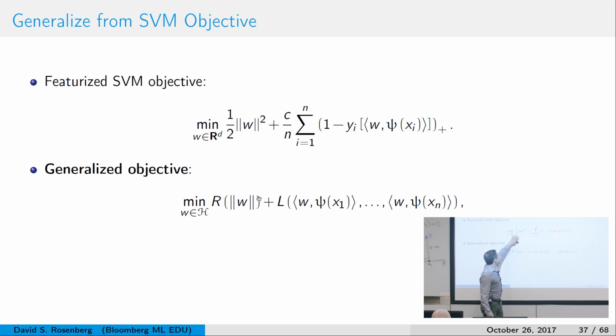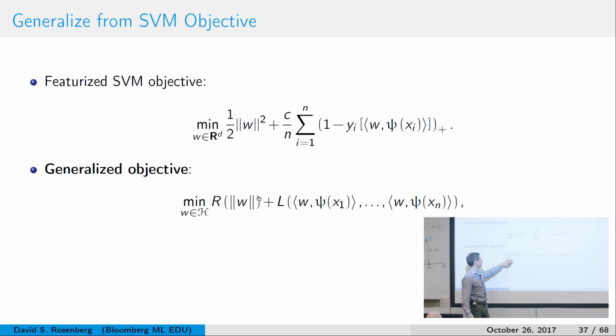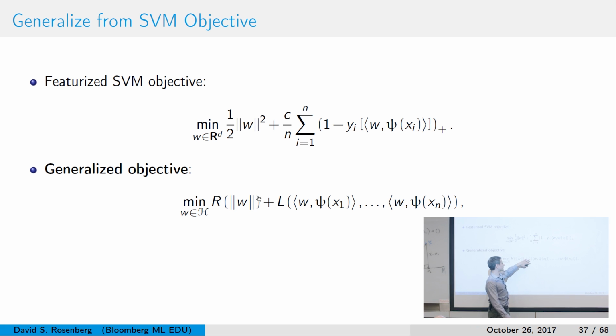You'll note that we've generalized the 1/2 norm of W squared to just some function of the norm of W. And over here, we've noted that the X's and the W's only show up in these inner products, and so we've relaxed the form of this. This is the empirical loss, the empirical risk with this loss function. So we've generalized this to be an arbitrary function L of all of these inner products that show up here.